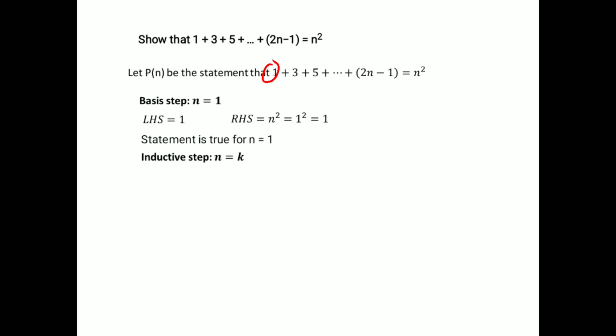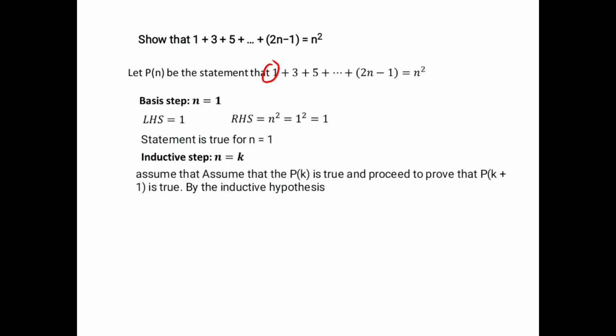The next thing is the inductive step, which is for n equal to k. Now it means that we replace all the values of n with k, and we say assume that Pk is true and proceed to prove that Pk plus 1 is true by the inductive hypothesis. So you see what we have here? The same thing, except that your n has been replaced with k. Okay, so the next is for k plus 1, n equal to k plus 1.